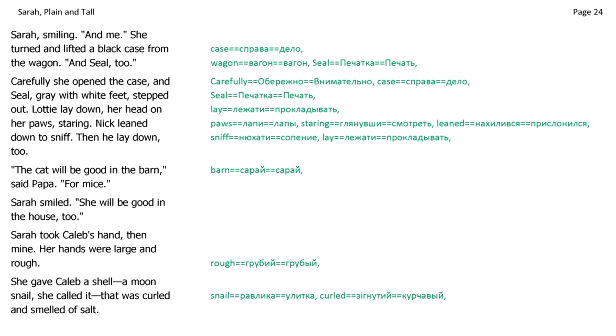Lottie lay down, her head on her paws, staring. Nick leaned down to sniff. Then he lay down, too. "The cat will be good in the barn," said Papa, "for mice." Sara smiled. "She will be good in the house, too." Sara took Caleb's hand and then mine. Her hands were large and rough. She gave Caleb a shell, a moon snail, she called it, that was curled up and smelled of salt.